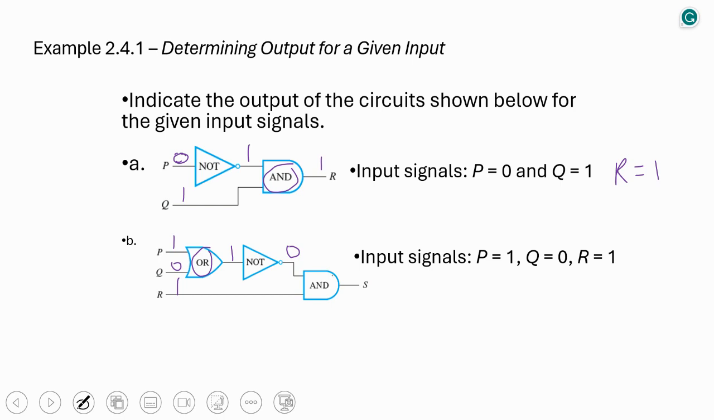The 1 travels through the NOT gate and becomes a 0. And so what's being input into the AND gate is a 0 and a 1. Now remember, in an AND gate, in order for the output to be a 1, both inputs must be a 1. Since they aren't, then the output is 0. So S will have a value of 0. Again, I encourage you to pause here and think through that logic.